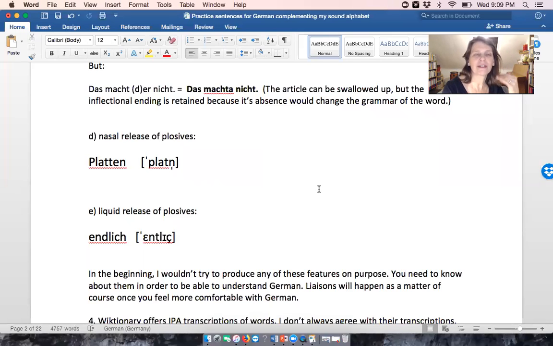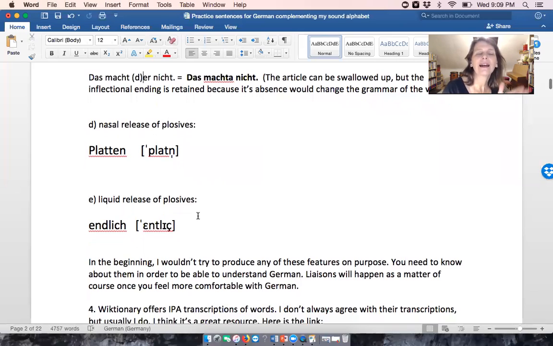It's a little bit of a roughness. Platten, platten, platten, platten. Yeah, okay, and here I mentioned this before, but here I have the IPA to help you with endlich. I don't say endlich, I say endlich. And again, because of the forcefulness of the T, the explosion that would have happened with the T, we have a little bit of a rougher L.